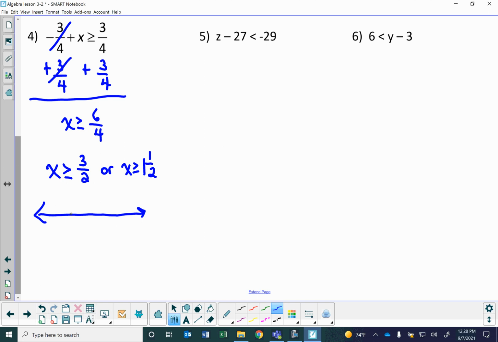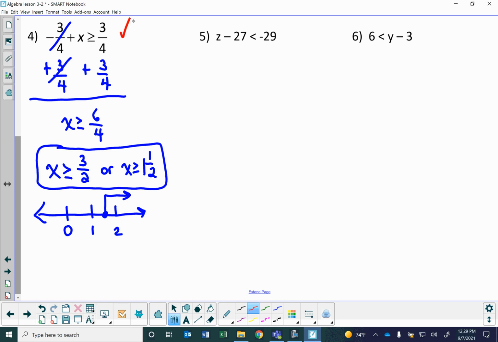So let's see here. If this is 0, this is 1, this is 2. So 1.5 would be halfway between 1 and 2. It is a closed circle halfway between and a line that goes to the right. So there's my graph. Now I should check.